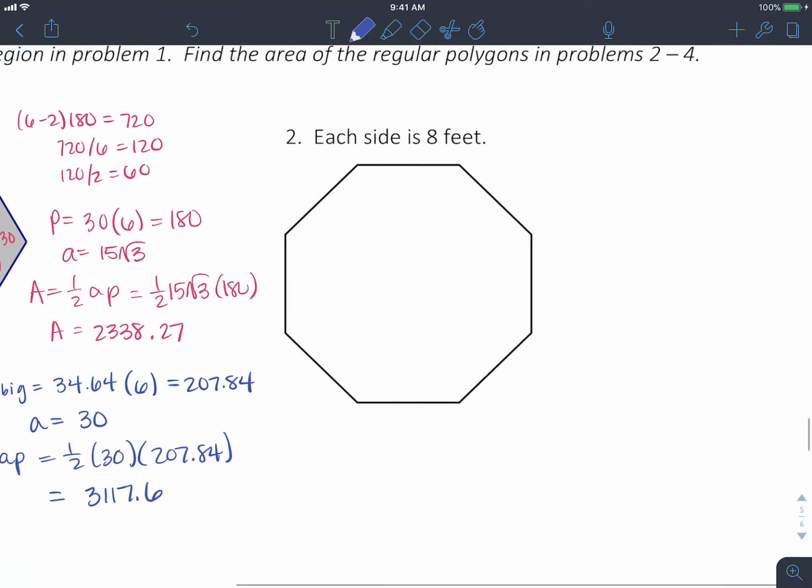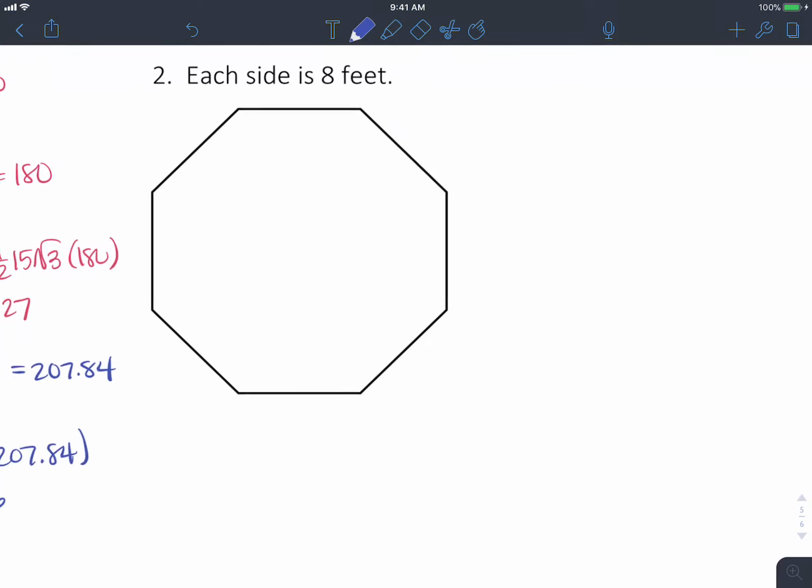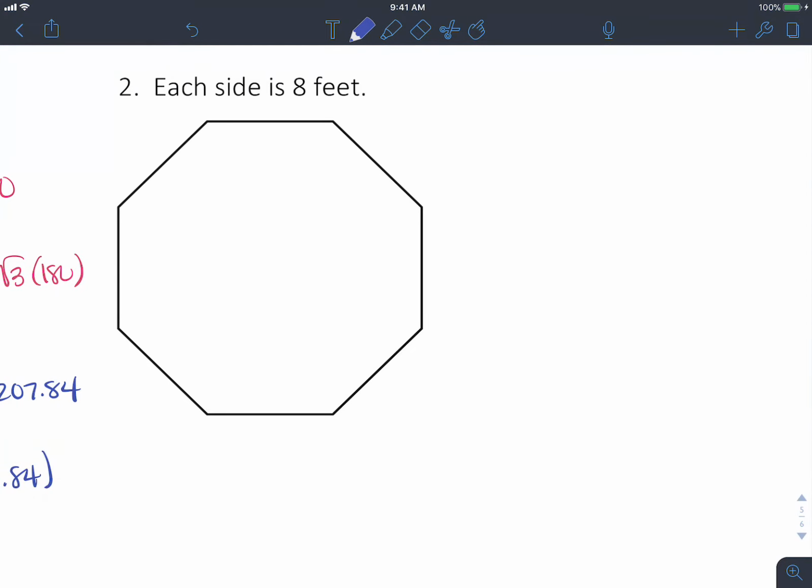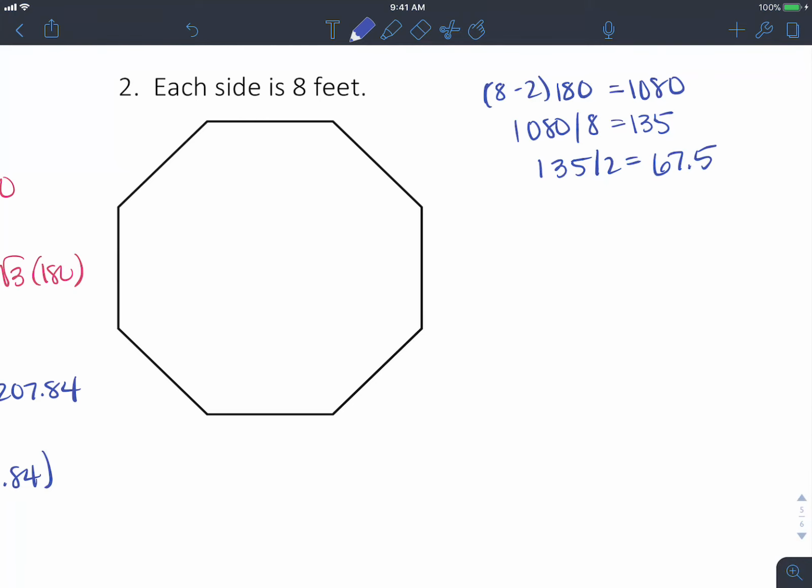All right, moving on to number 2. This one will be a little bit easier since it's only 1. So we have 8 sides. So we are going to do 8 minus 2 times 180. So 6 times 180 is going to give us 1080. 1080 divided by 8 angles is 135. 135 divided by 2 is going to give us 67.5.